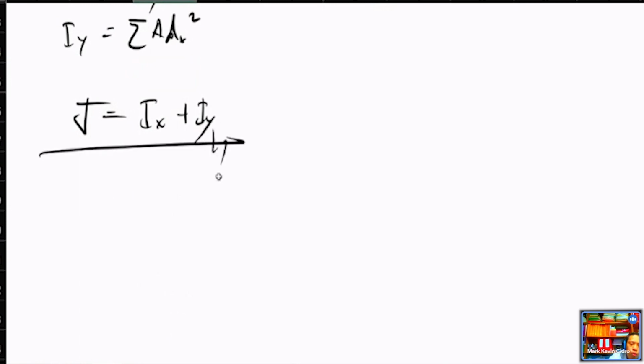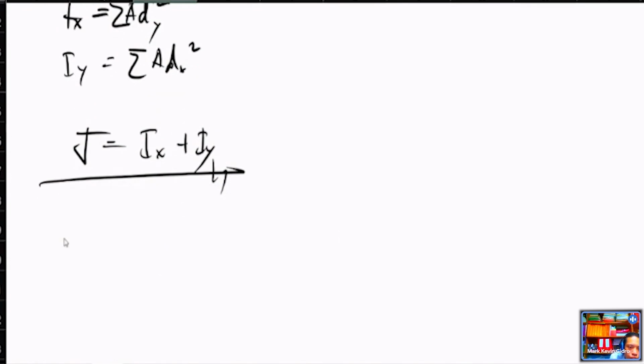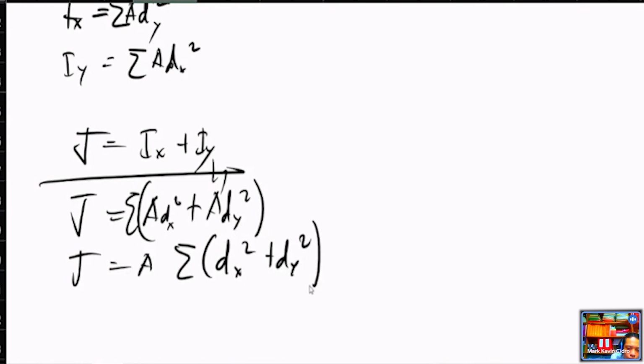May ito polar moment of inertia. So we can therefore say J is equal to the summation of A dx squared plus A dy squared. Is this right? You can factor out A, di ba? J is equal to A times the summation of dx squared plus dy squared. Or we can further simplify this one.